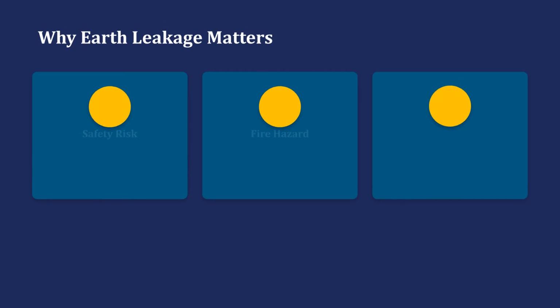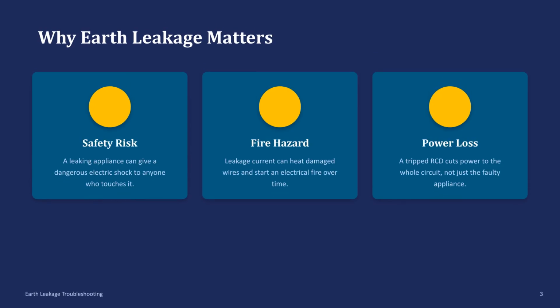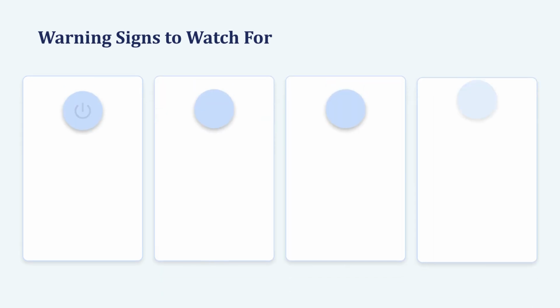Why does earth leakage matter? First, leaking current poses a shock risk. Second, it can overheat damaged insulation and start a fire. Third, a tripped RCD cuts power to the entire circuit, not just the faulty device, which disrupts your home or lab.